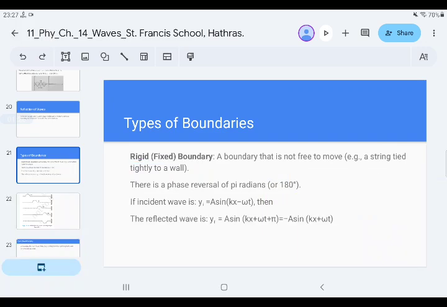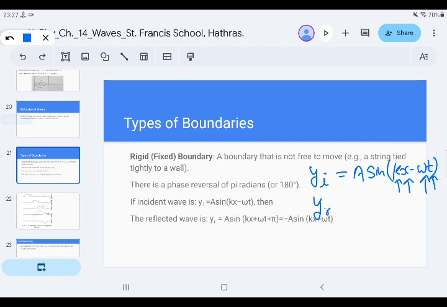Then next comes, what is the equation of incident wave? We already know yi is representing an incident pulse, and here A is the maximum displacement, sin(kx minus omega t). K is the wave number, x is the direction along which the wave is traveling, omega is the angular frequency, and t is the time. Dear students, kindly note that when the wave is reflected, the amplitude remains the same because there is no energy loss. K is the wave number, and x is already there.